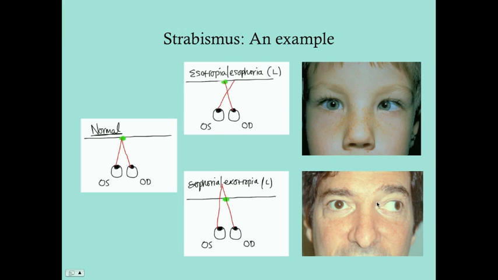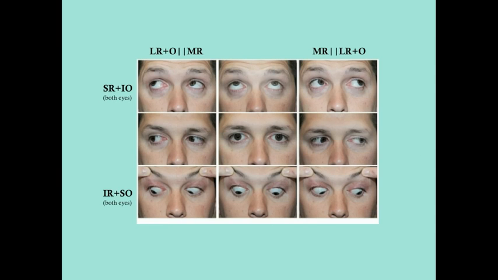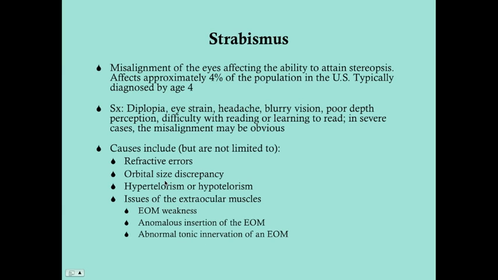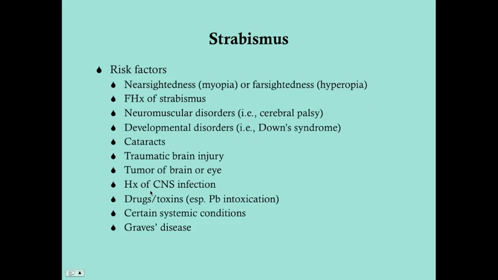Okay. And this man, his left eye is focused too far outward, too far laterally. And so when he's trying to focus on this green dot or on the object, while the right eye works, the left eye is going to be focused out too far away from the midline. And so the point where the eyes converge is actually going to be further away from the object. So this causes that blurriness and the double vision that these patients run into. And it's all because the eyes are out of alignment, and there are various reasons that the eyes can be out of alignment. Like I said, refractive errors, orbital size discrepancy, hyper or hypotelorism, and issues regarding the extraocular muscles and their strength or lack of strength.